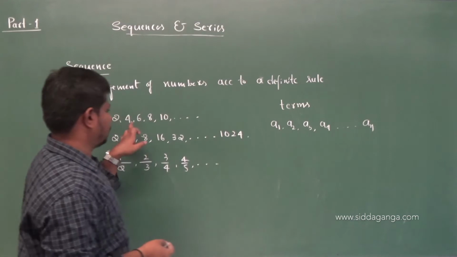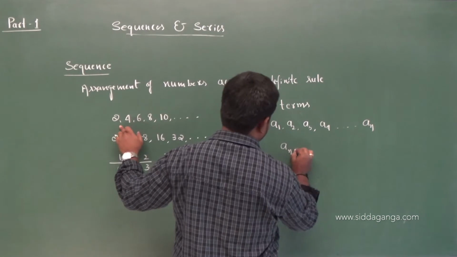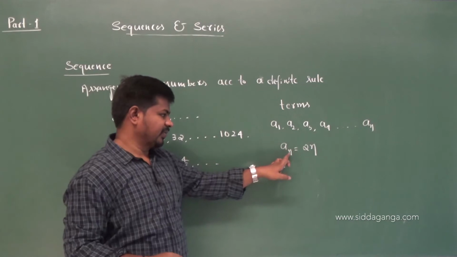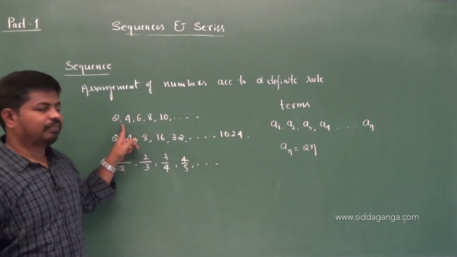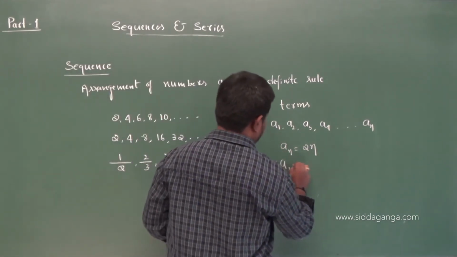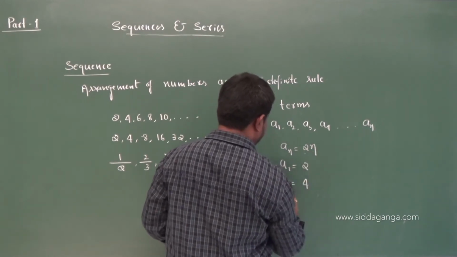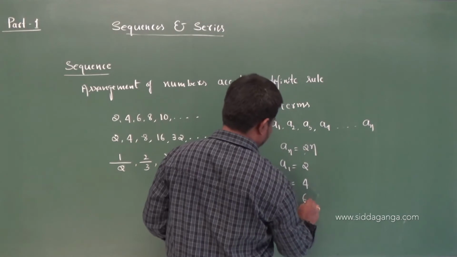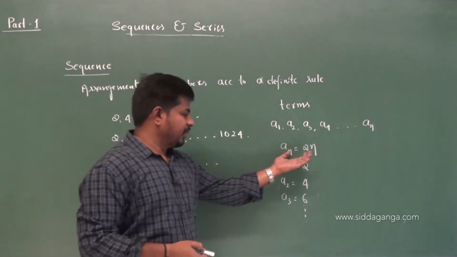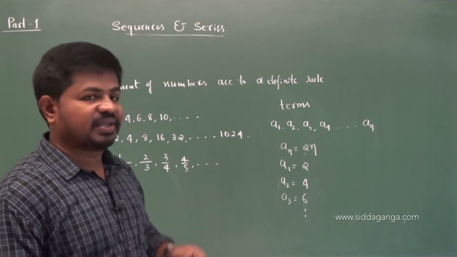For example, in this case, the nth term is given by An equals 2n, where n is a natural number. When n is 1, it becomes the first term, that is 2 into 1. When n is 2, A2 is 2 into 2, that is 4. A3 is 2 into 3, that is 6, and so on. Okay. So this is what we call the nth term. By knowing this nth term, you can find any term of the sequence.